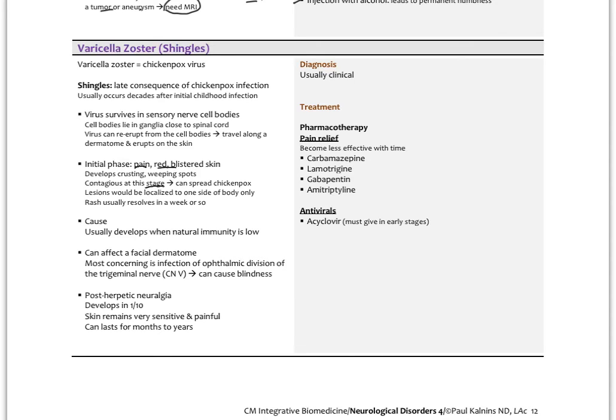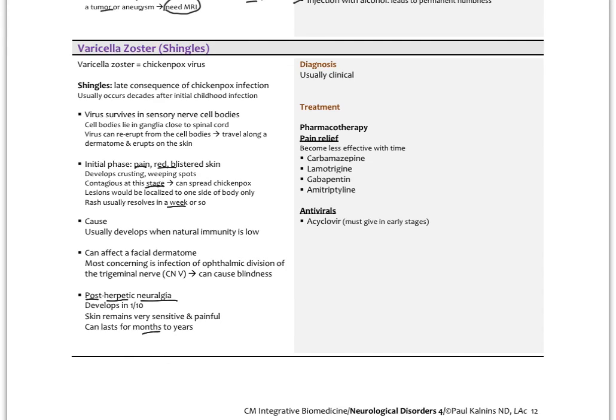The lesions, again, are going to be located on a single or maybe two dermatomes on usually one side of the body, so it should not be bilateral. That'd be very, very rare. And the rash usually resolves within a week. But what can happen in some people, about 10%, is they can develop what's called post-herpetic neuralgia. So the rash goes away, but that area of that dermatome is extremely sensitive and tender. And so the skin remains very sensitive and painful, and that can last for months to years.